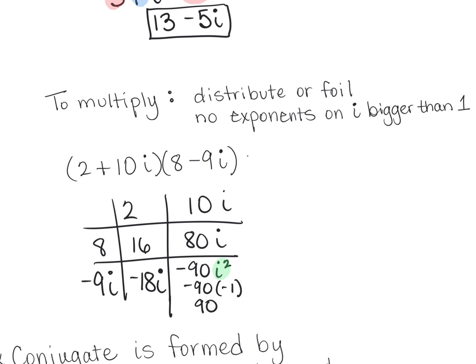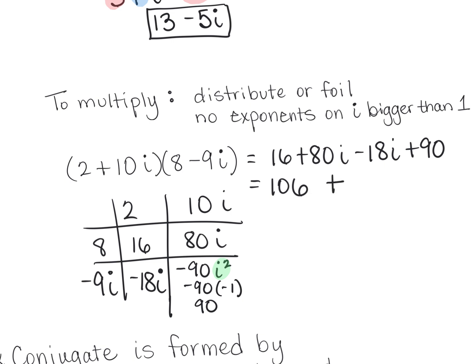So as I write this out, I have 16 plus 80i minus 18i, and then I'm going to add 90 to that. And again, we're back to where we take the real parts together. So I have 90 plus 16 gives me 106. And then I take the imaginaries together. So when I take 80 minus 18, that's going to give me 62i.